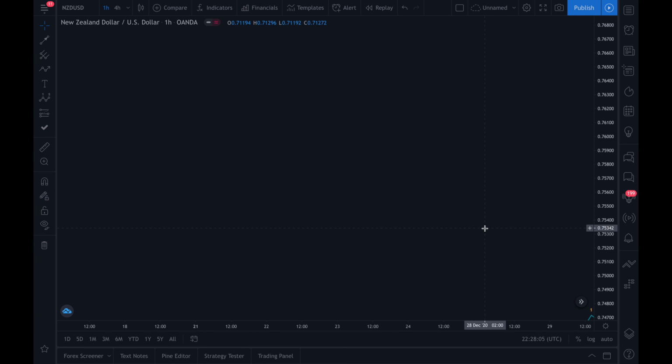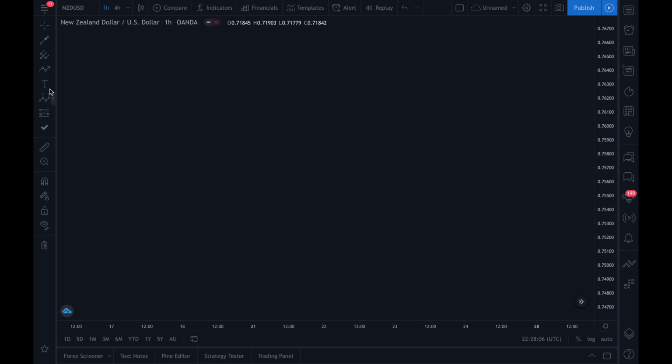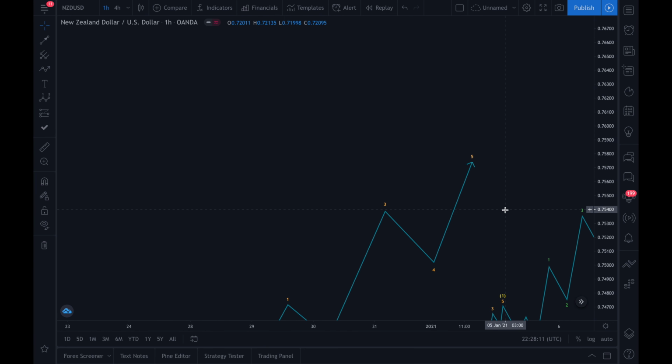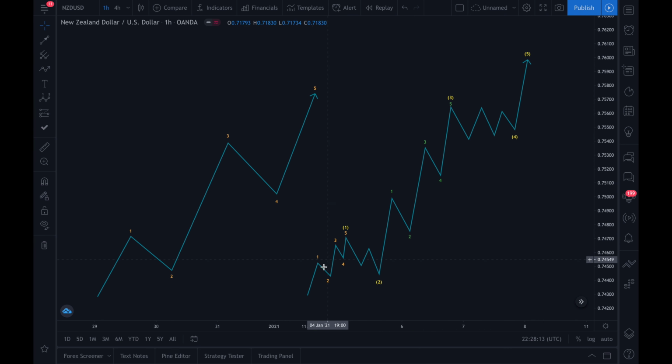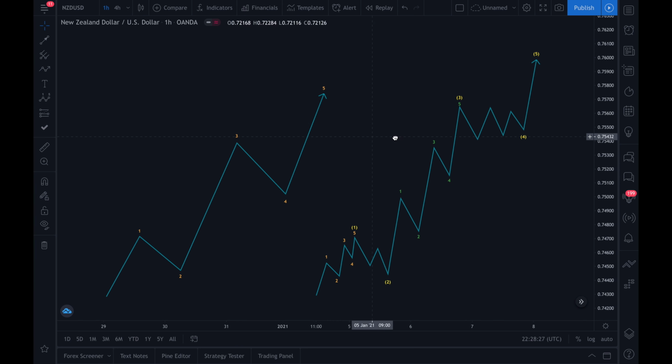So we've done the impulse waves. Now we're on to correction waves. Actually, before we leave that, as you can tell, wave 1 is going to be an impulse wave, wave 3 is also going to be an impulse wave, and wave 5 is also going to be an impulse wave. That means that wave 2 and wave 4 are going to be correction waves. Okay, so we're going to move on to correction waves now.